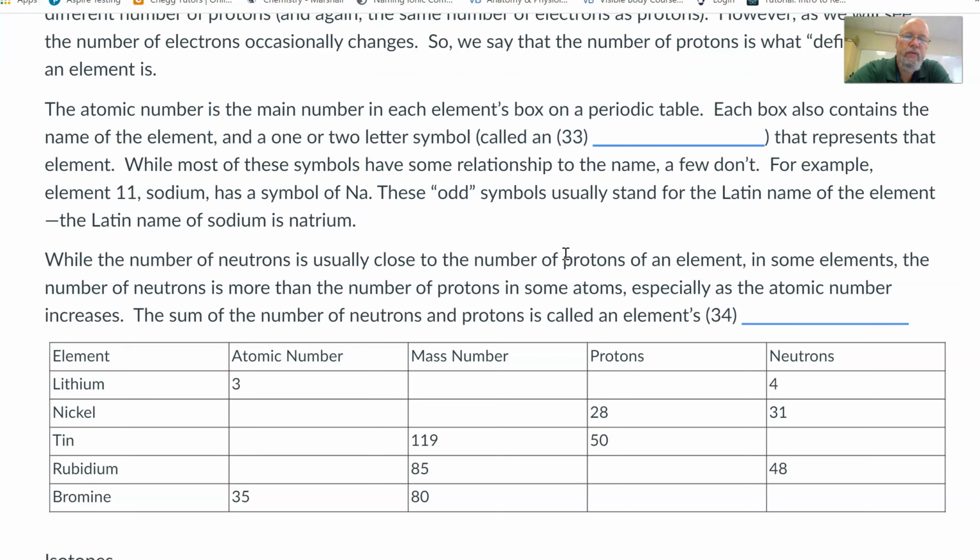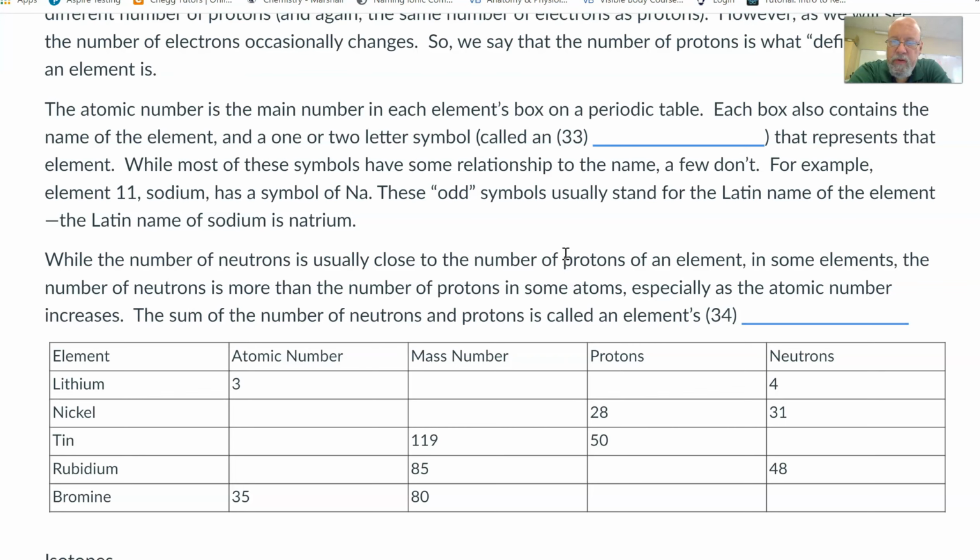And these odd symbols usually stand for the Latin name of the element. And the Latin name of sodium is natrium. If it was gold, for example, Au stands for aurium rather than gold. And Ag for silver stands for argentum instead of silver.